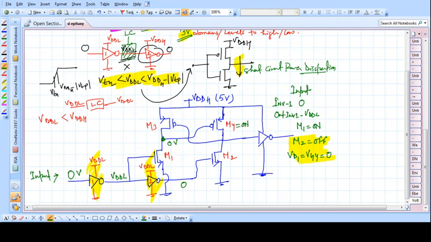Okay, when this value becomes 0 volt, and when this one is on, then channel formation will occur, and the voltage across this point will be 5 volt, and the output is simply 0 volt. So it is clear that when we are giving the 0 volt input, we are getting the 0 volt output, but this is not our actual aim. We are making the low to high voltage converter.